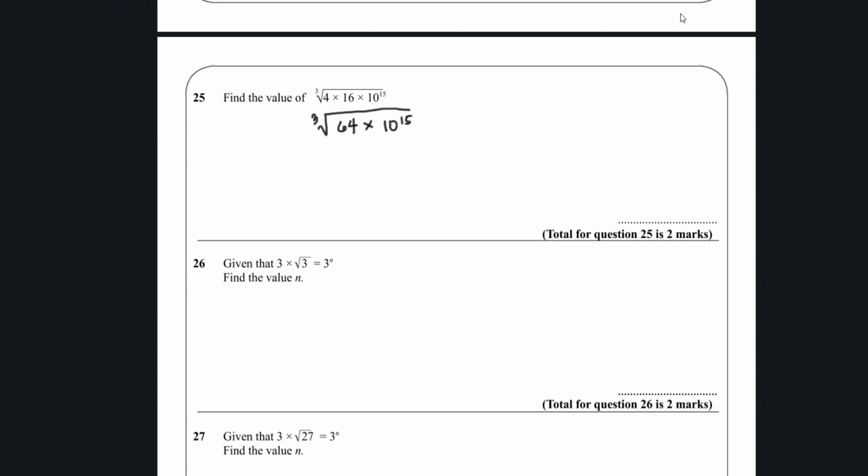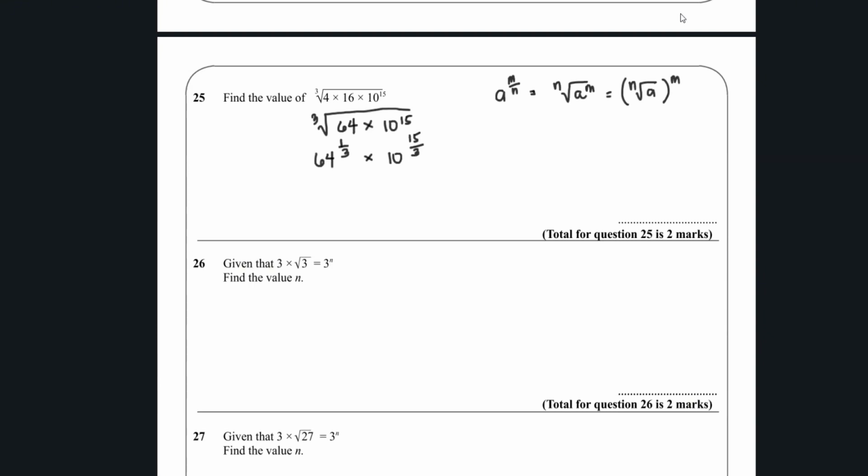Now 64, it's the cube root of 64. We can write it like this, applying the law that says a to the power of m over n is equal to the nth root of a to the m, which is simply the same as the nth root of a raised to m. So since they are equal, you can use them interchangeably.